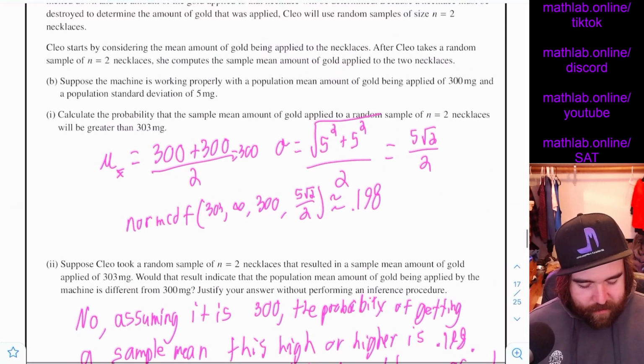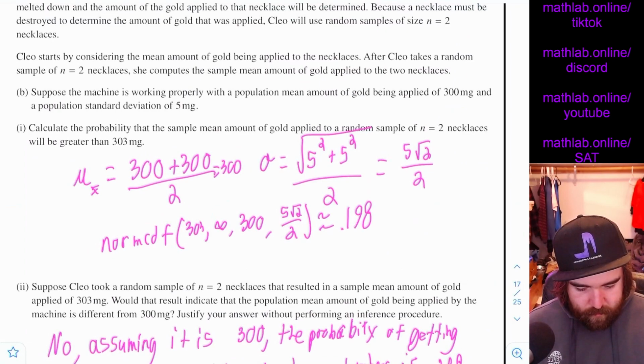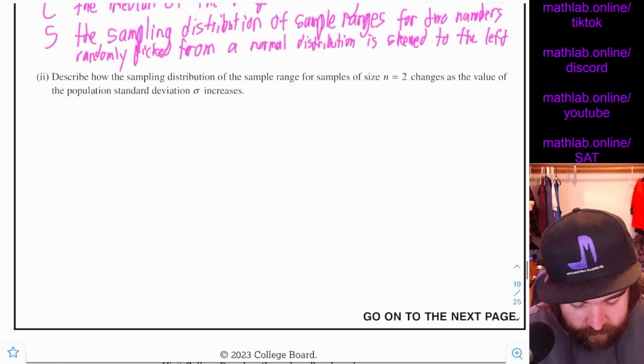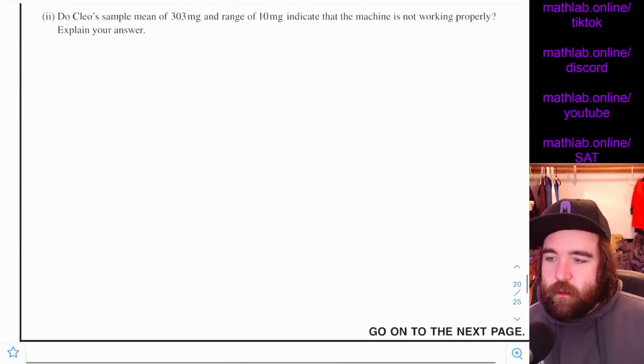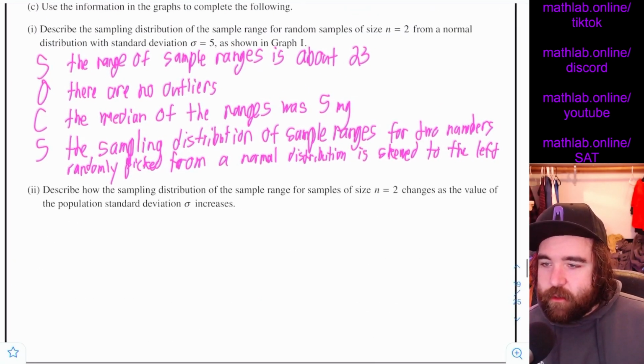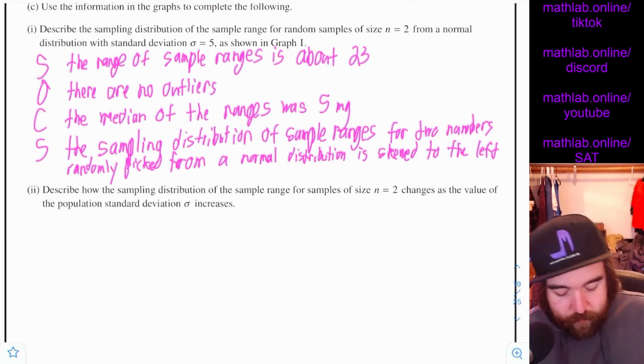Wait, so does that mean I was off base here if it's going to be skewed to the left? I don't know. Okay, describe how the sampling distribution of sample ranges for samples assigned n equals 2 changes as the value of the population standard deviation increases.